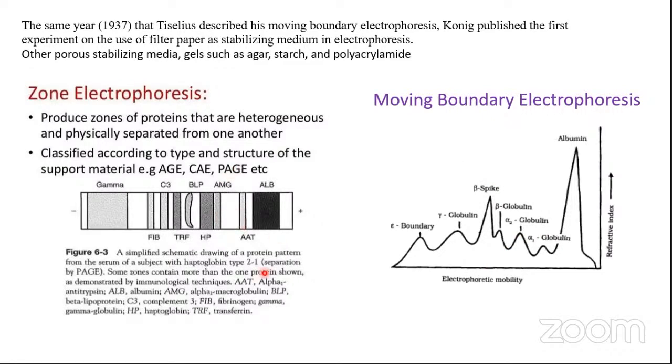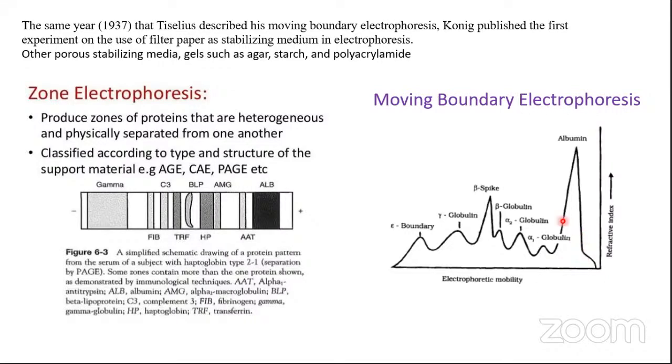So are you getting the clear advantage of zone electrophoresis over moving boundary electrophoresis? In case I am interested in albumin, can I not just excise this portion of the gel and use it as pure albumin? Or if I am interested in another protein, say AAT over here, which is alpha antitrypsin, then you can just cut out this portion of the gel and use it as alpha antitrypsin molecule, which is essentially pure, which you cannot do here.